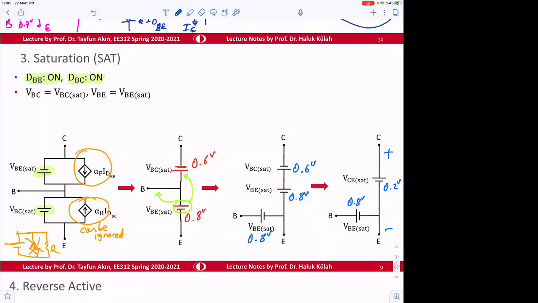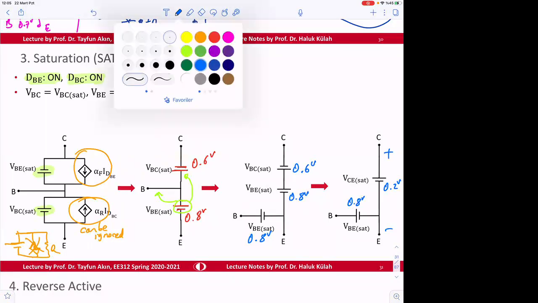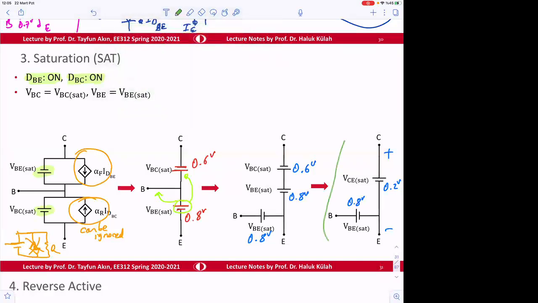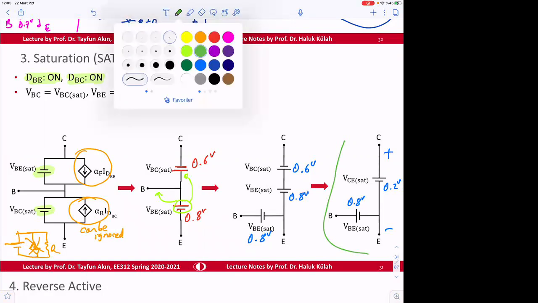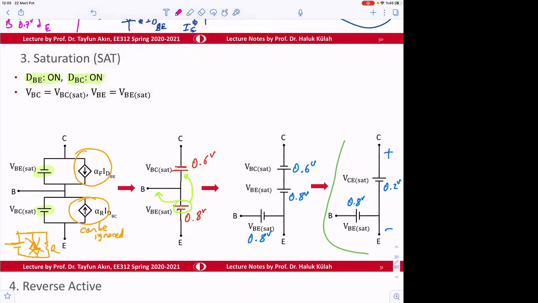Okay. So the BJT saturation model is going to be this.